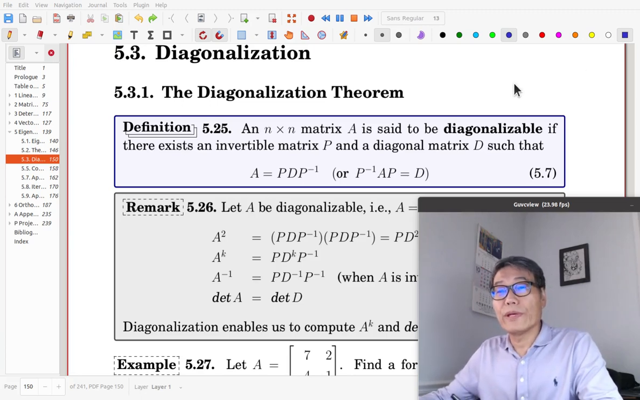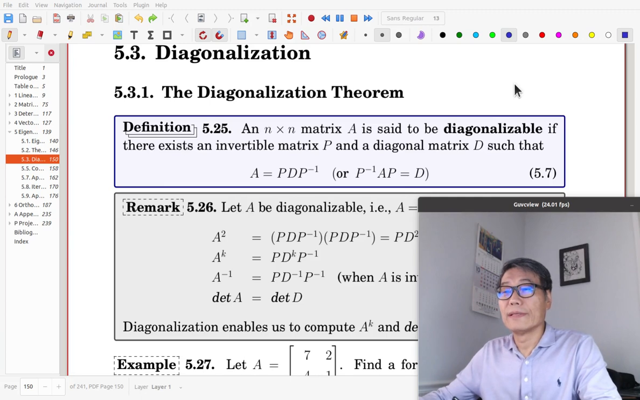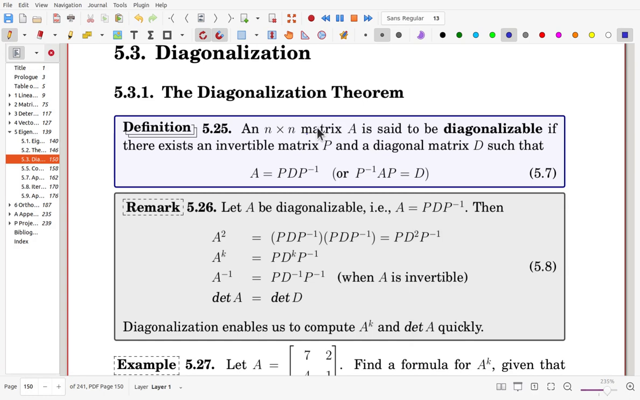Section 5.3, Diagonalization. See the definition. An n by n square matrix A is said to be diagonalizable if there is an invertible matrix P and a diagonal matrix D such that A is P D P inverse. If A is similar to a diagonal matrix, then we say A is diagonalizable.